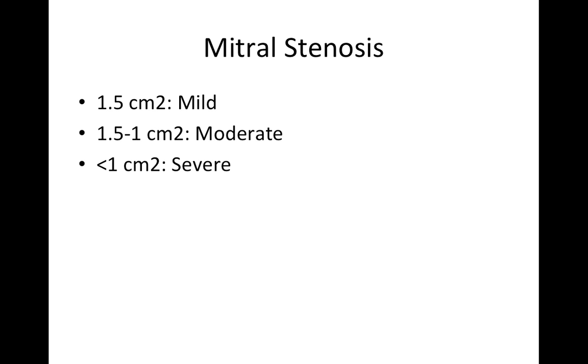After performing the trace function and getting the estimated area, you can compare it to these measurements. If the area is around 1.5 centimeters, it's mild mitral stenosis. 1.5 to 1 is moderate disease, and an area less than 1 centimeter is severe mitral stenosis.